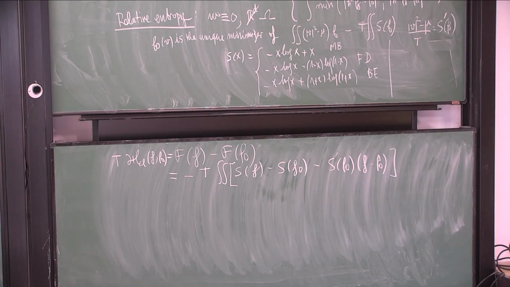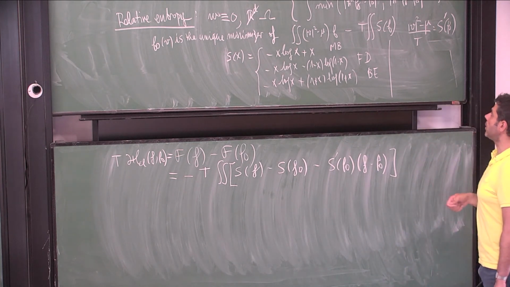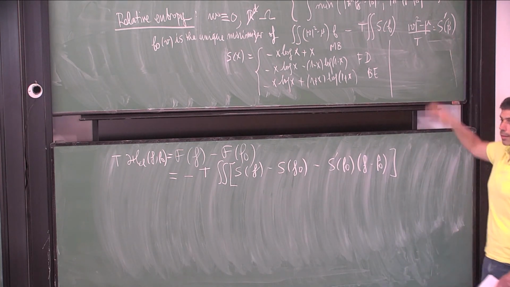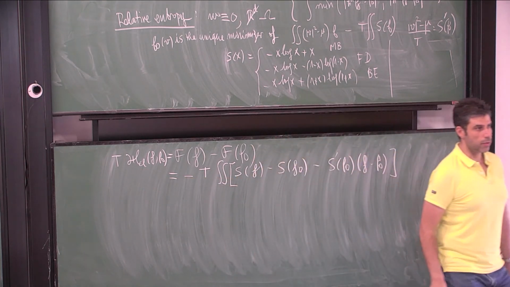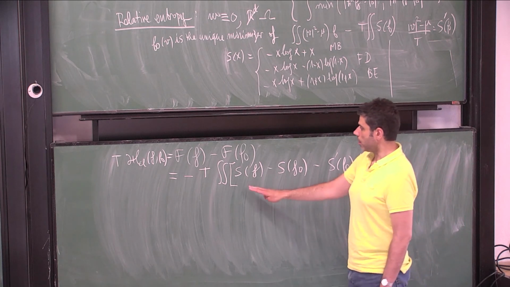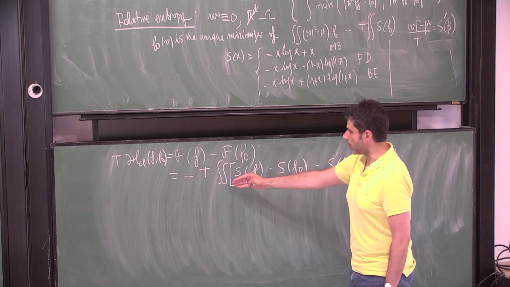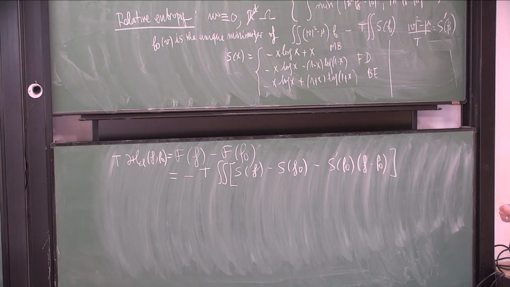Okay, so for any S like that, for any mu and T, there is a corresponding equilibrium state F0, and there is a corresponding classical relative entropy, which is positive and vanishes only when F is equal to F0. And you see in this formula why. That's because S is concave, so this whole thing is negative, and you have a minus. Okay? So that's the relative entropy.